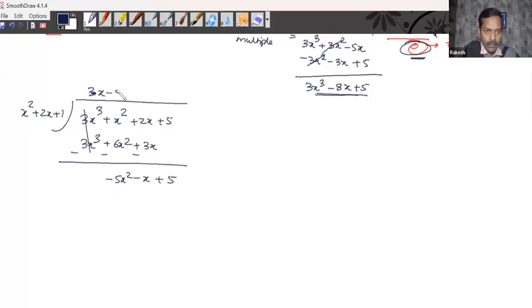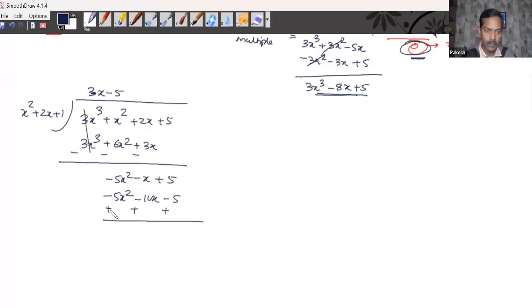So definitely I should have 5 here, so minus 5 multiplied by x square, I'll be getting minus 5x square. 2x multiplied by minus 5 will give minus 10x. 1 multiplied by minus 5, I'll be getting minus 5. The sign needs to be changed. So here it will be plus, here it will be plus, here it will be plus.